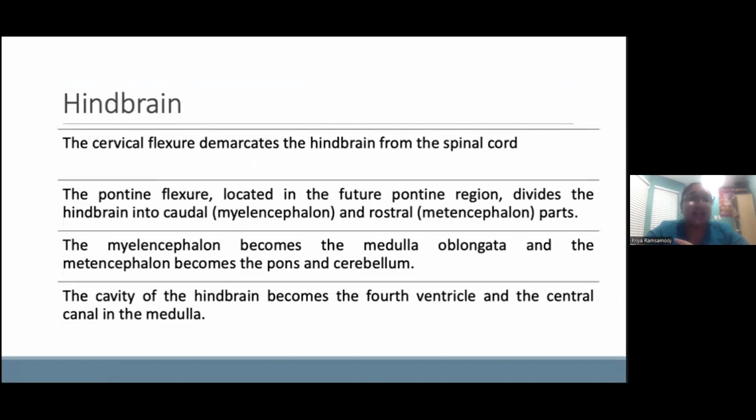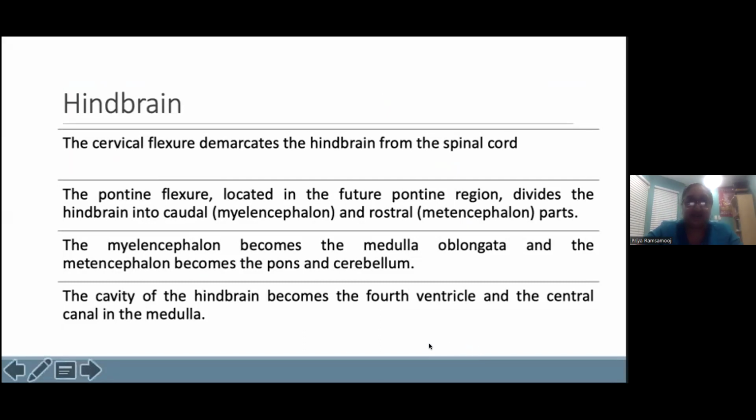So moving on to your hindbrain, the cervical flexure, as we would have stated earlier, demarcates the hindbrain from the spinal cord. The pontine flexure, which is located in the future pontine region, divides that hindbrain into your caudal and your rostral parts, or your myelencephalon and your metencephalon. The myelencephalon becomes your medulla oblongata, your metencephalon becomes your pons and your cerebellum.